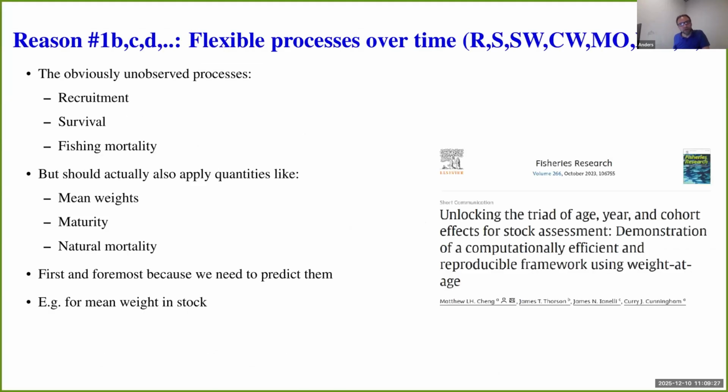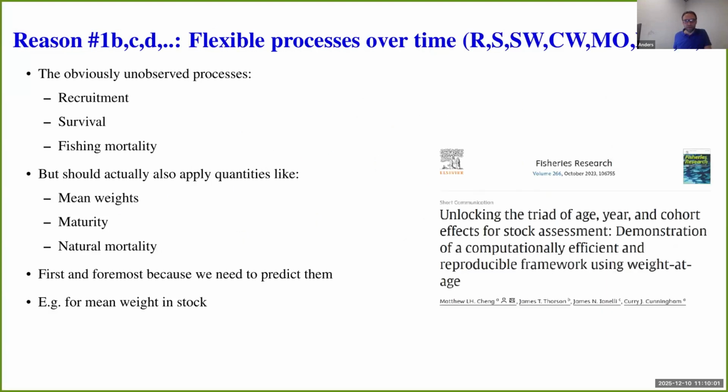But there are so many other processes in our assessment models, and here are just a few. I mean, we have the recruitment, we have the survival, we have the fishing mortality, but we also have the mean weights or maturity or things like that. And these can be cast in a similar way. So it's not just for the fishing mortality that we want this. We want at all places to figure out what's the best combination of borrowing from the neighboring years and taking account of the yearly variation.